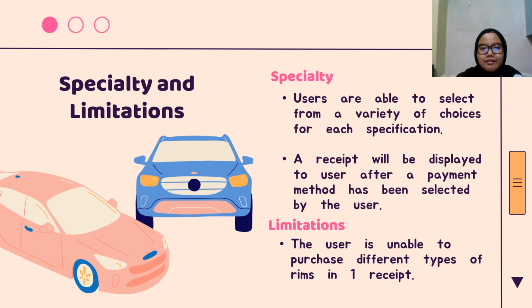Next, let's talk about the specialty and limitations of this program. The specialties are that users are able to select from a variety of choices for each specification, and a receipt will be displayed to the user after a payment method has been selected. However, the program has a limitation, which is that the user is unable to purchase different types of rims in one receipt.